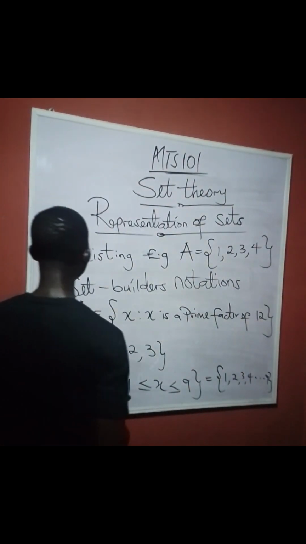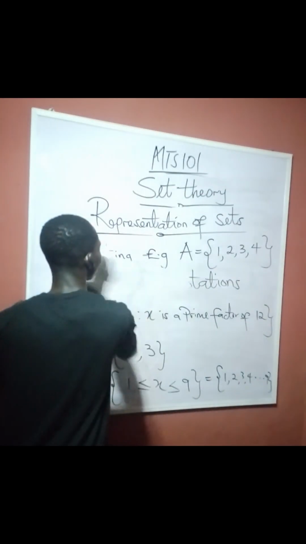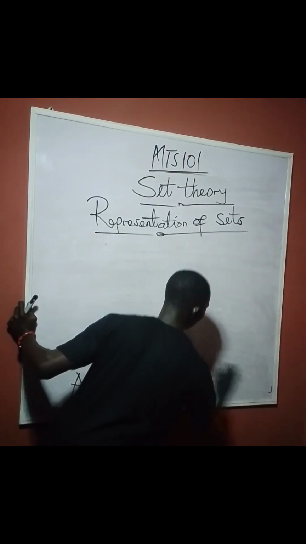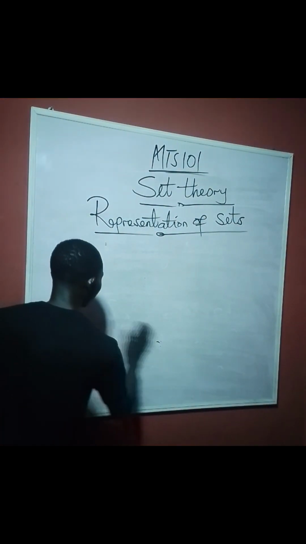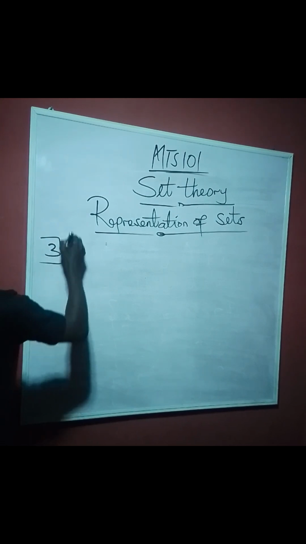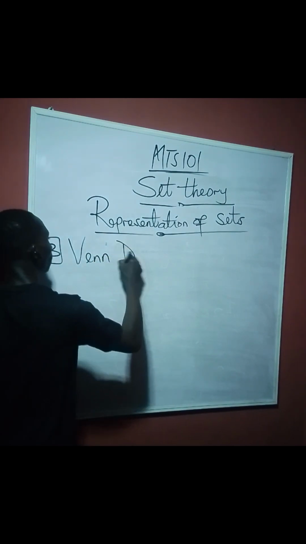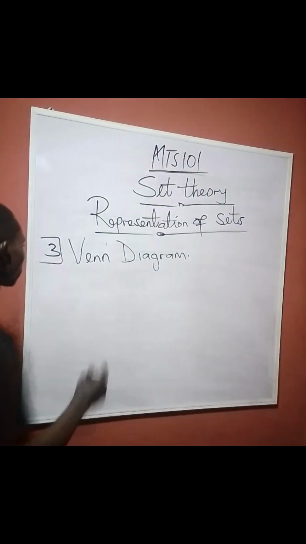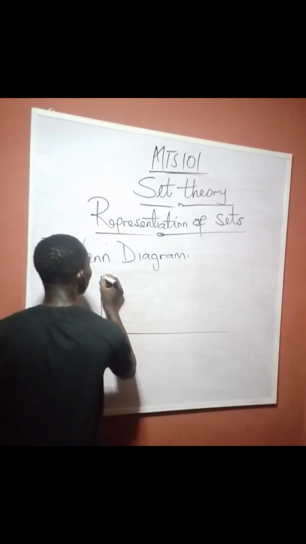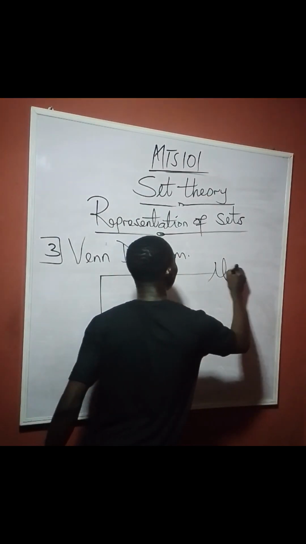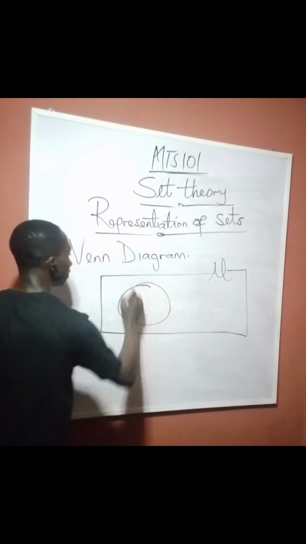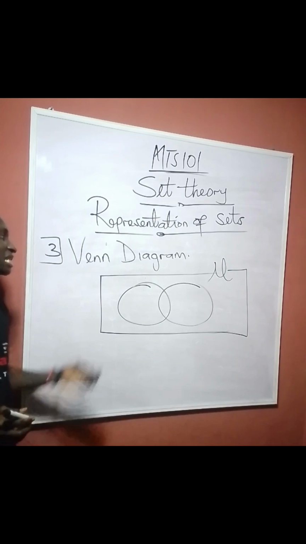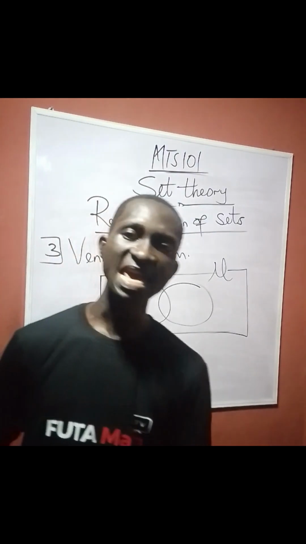The third way is using a Venn diagram. That's another way of representing a set. You can represent a set using a Venn diagram. A Venn diagram is just when you have a rectangular shape containing different circles in it, something like this. When you have cases like this, we call this a Venn diagram. This is another way we can represent a set.